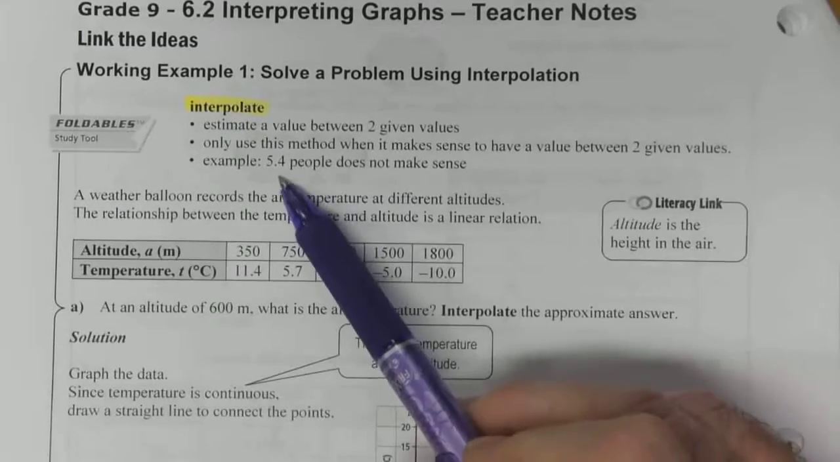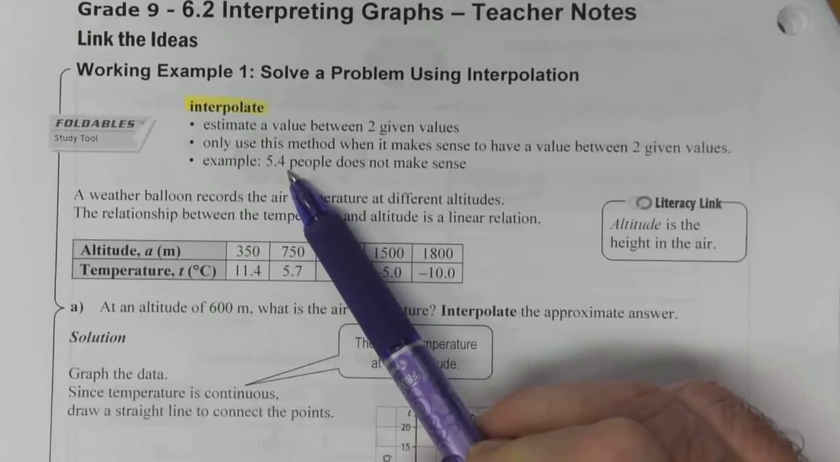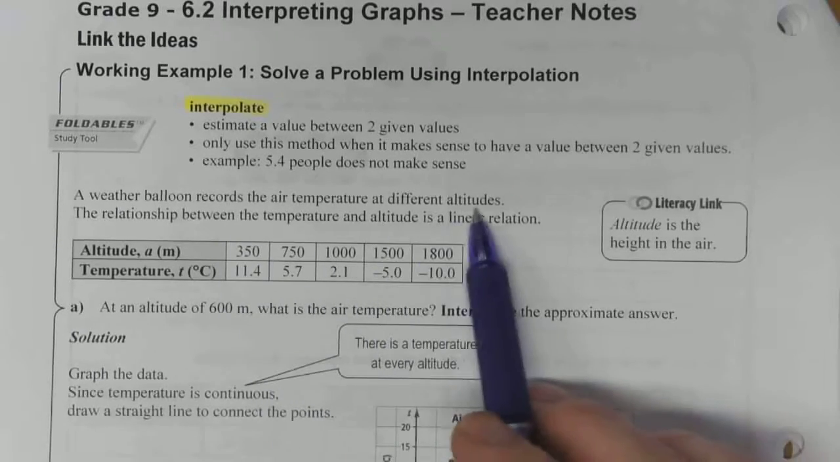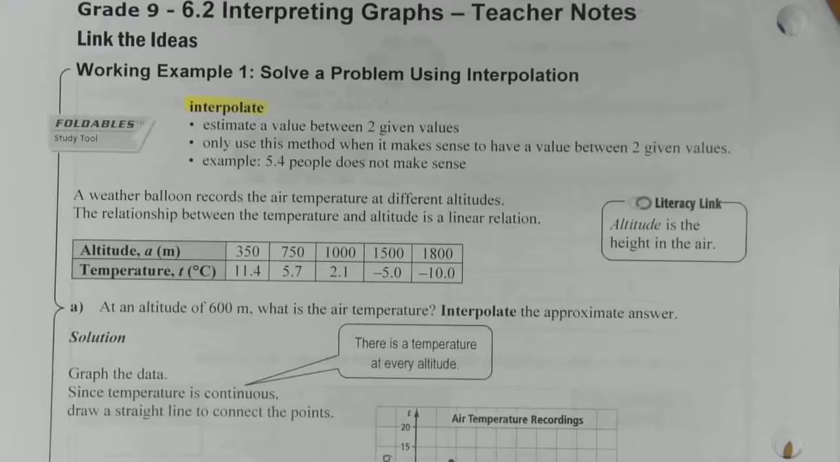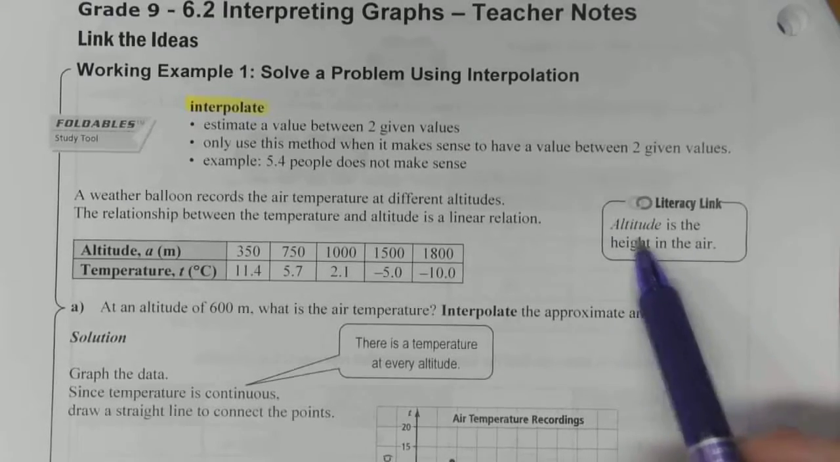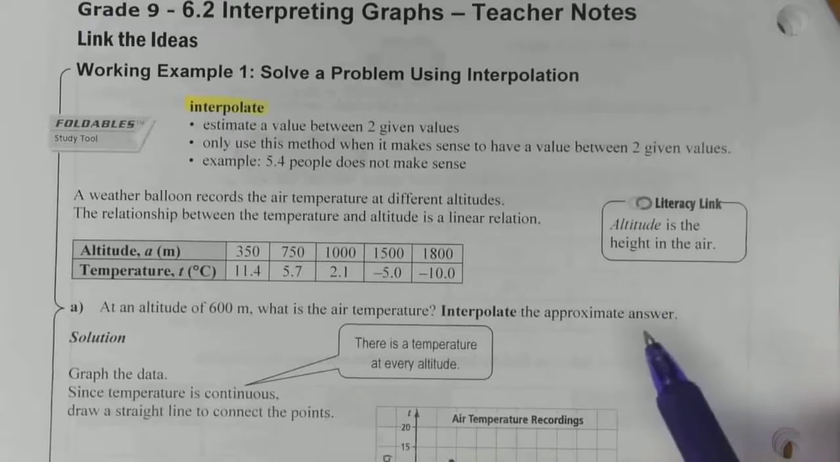For example, 5.4 people does not make sense. You would either have 5 people or 6 people, but not 5.4 people. So for this example, we have a weather balloon that records the air temperature at different altitudes. Altitude is the height above ground, or the height in the air, which is above ground.